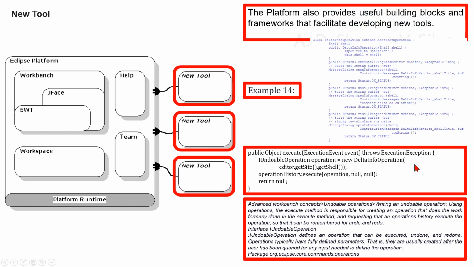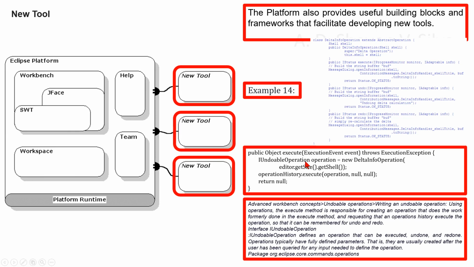Writing an undoable operation, under undoable operations in advanced workbench concepts. Using operations, the execute method is responsible for creating an operation that does the work formerly done in the execute method and requesting that the operation history execute the operation so that it can be remembered for undo and redo. The interface IUndoableOperation defines an operation that can be executed, undone and redone.